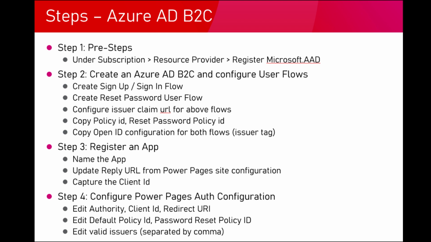The first step is kind of a pre-step for configuring an Azure Active Directory B2C. Step two is about creating an Azure AD B2C and configuring the user flows associated with it. Step number three is register an app. Step four is configuring the Power Pages auth configuration by gathering information from all the steps above. So this video is basically divided into three parts, so we can go through one by one.